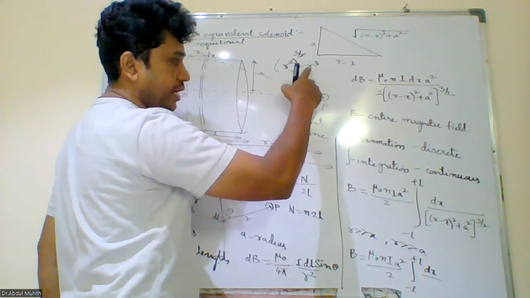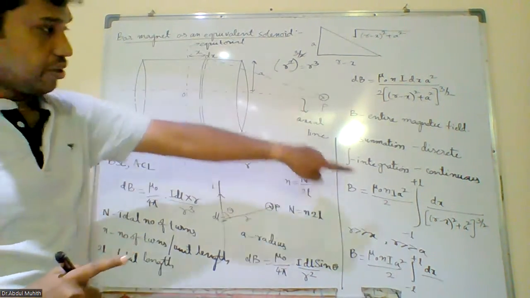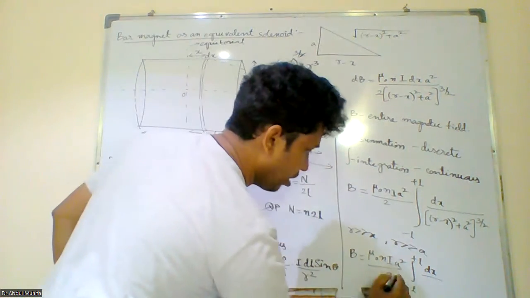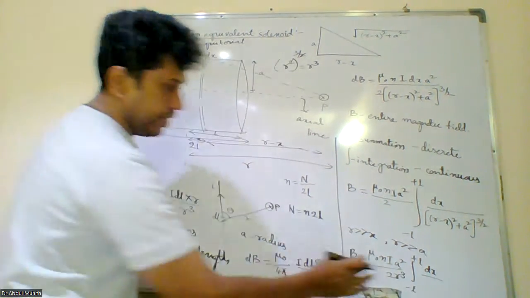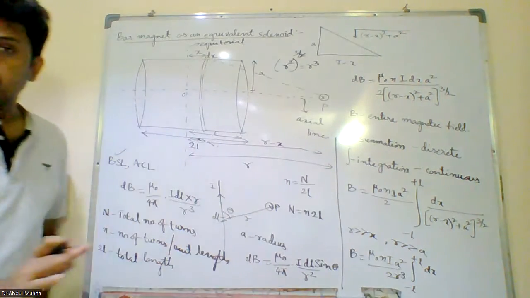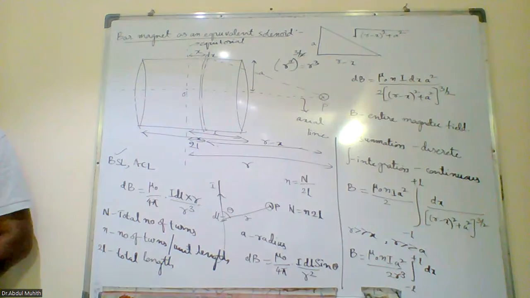But R is a constant with respect to dx. So I'm taking R cube outside. Only dx is left inside. Is that clear now? Copy this. Is it clear, all of you? Both of you clear? Okay.